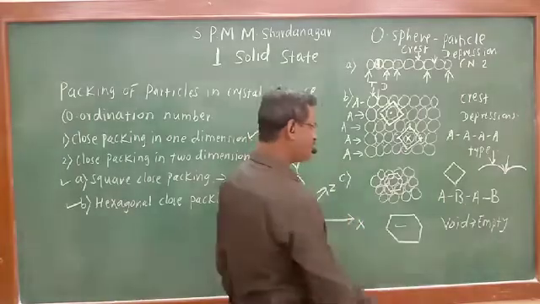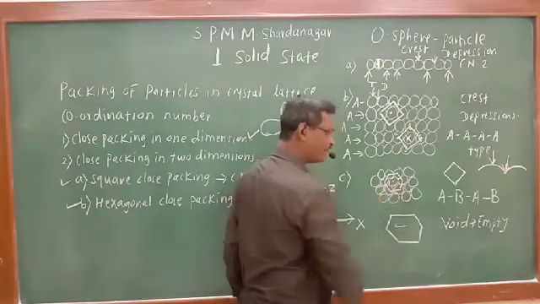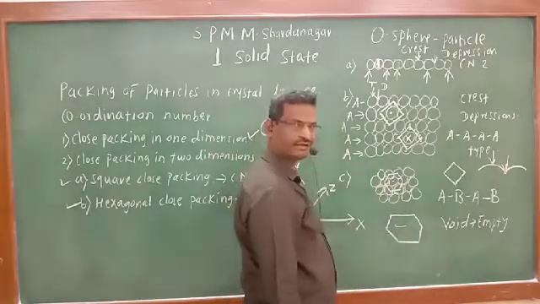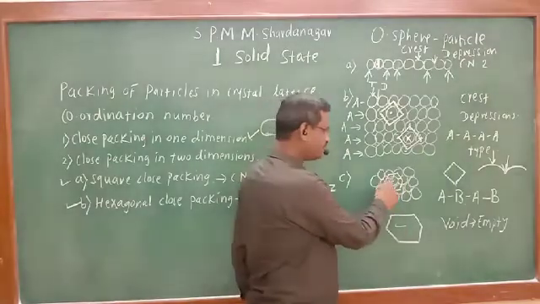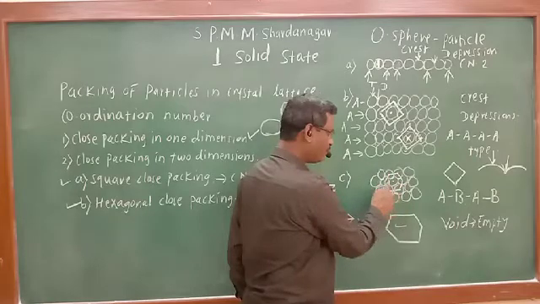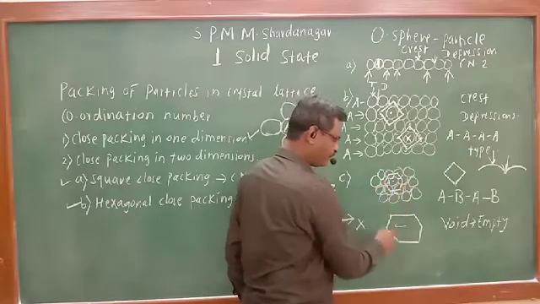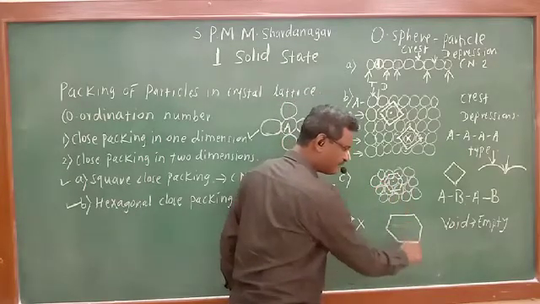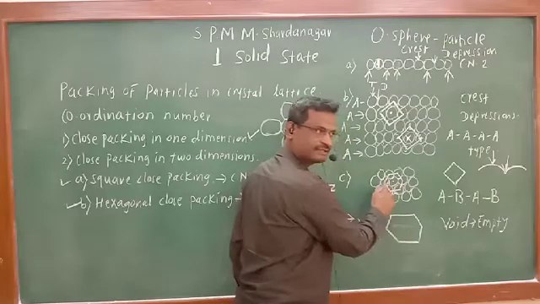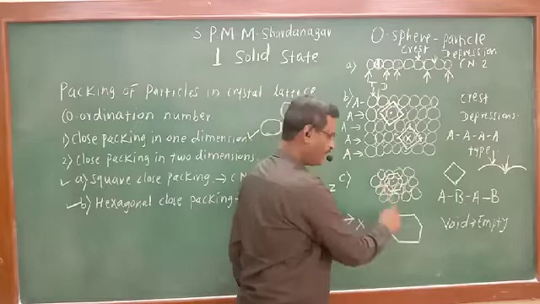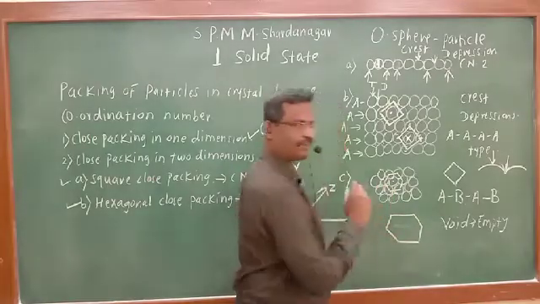And in this arrangement, if we consider this as the central sphere, it is in touch with how many other spheres? 1, 2, 3, 4, 5, 6. Therefore, it forms this type of hexagonal arrangement. Coordination number is 6. And this is the hexagonal type of arrangement.